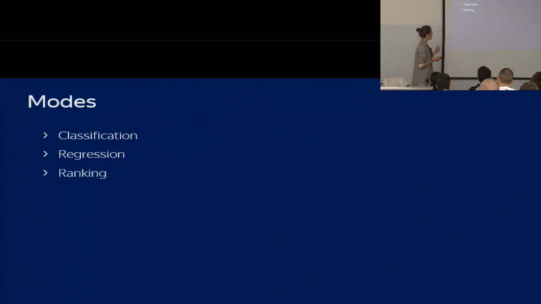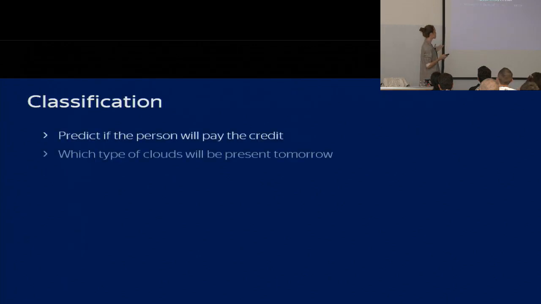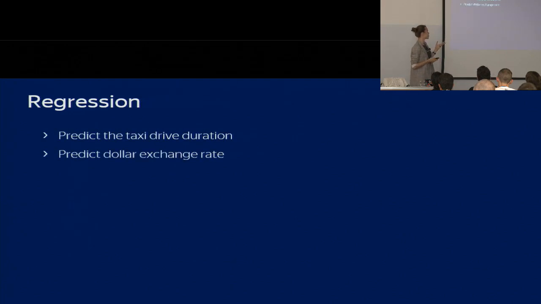Now, I want to talk about the modes in which CatBoost works. Those are classification, regression, and ranking. The first two are pretty straightforward. In classification, there is binary classification: we want to predict if a person will repay a credit or not. There is also multi-classification: which type of clouds will be present tomorrow. We use this one in our weather forecast, for example. There is regression, when you want to predict the taxi drive duration, for example.